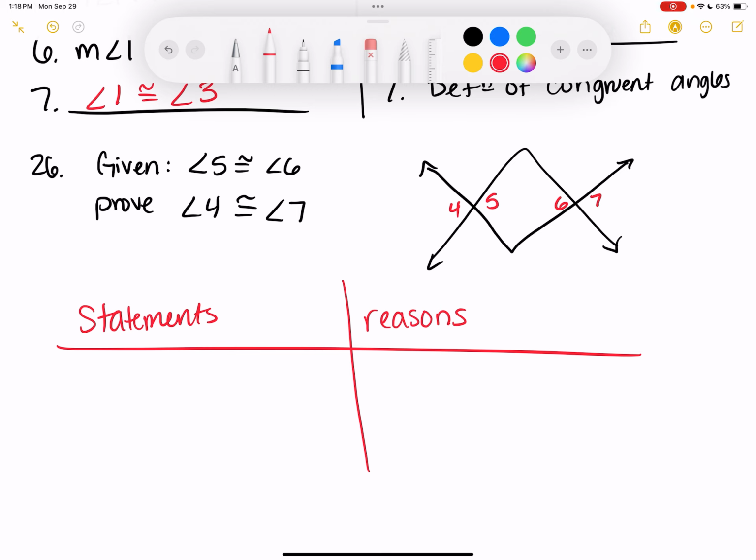So you can write this given at the beginning if you want. I'm actually going to use it a little bit farther down, but I'm still going to have a given to start with. When they give us a picture like this, this is classified as given information as well. So what do I know about angle 4 and angle 5, and then also about angle 6 and 7? They're vertical angles. So I would say angle 4 and angle 5 are vertical angles. And then I would also say angle 6 and angle 7 are vertical angles.